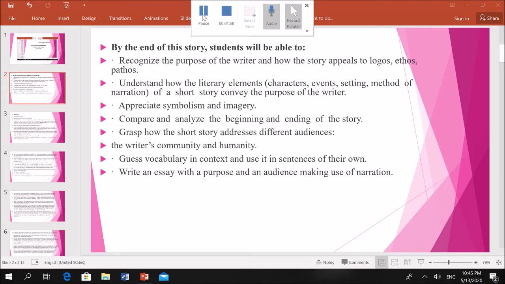Number 4, compare and analyze the beginning and ending of the story. So again, when you read the short story, you are going to compare the beginning and the ending of the story.